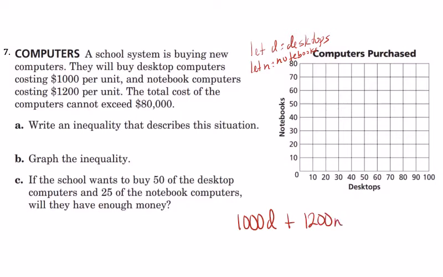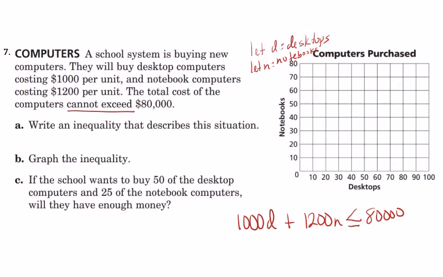So if I multiply 1,200 times the number of notebooks, that's going to give me the total cost of the notebooks. And it says it cannot exceed, so that means it has to be less than or equal to, right? Cannot exceed means less than or equal to. And then I'm going to put 80,000 here. So the cost of the desktops plus the cost of the notebooks, the total cost of the computers, cannot exceed 80,000, or has to be less than or equal to 80,000. So that's how we set it up.